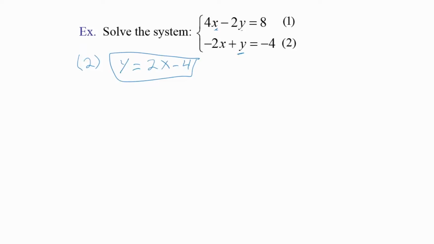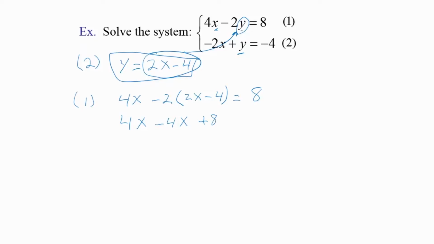Now for y, plug this value into the first equation. So the first equation now would read 4x minus 2, in place of y we put 2x minus 4, equal 8. Now 4x minus 2 times 2x is minus 4x, plus 8 equal 8. So 4x and minus 4x would cancel. You have 8 equal 8.